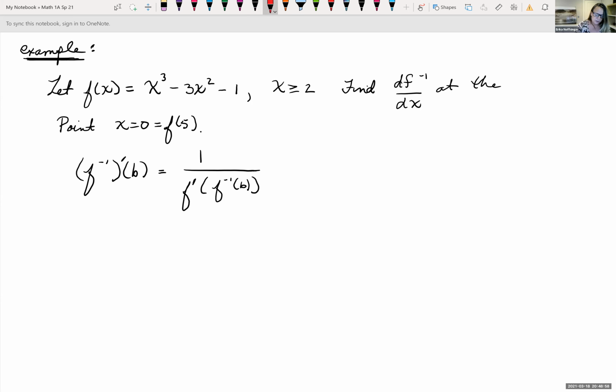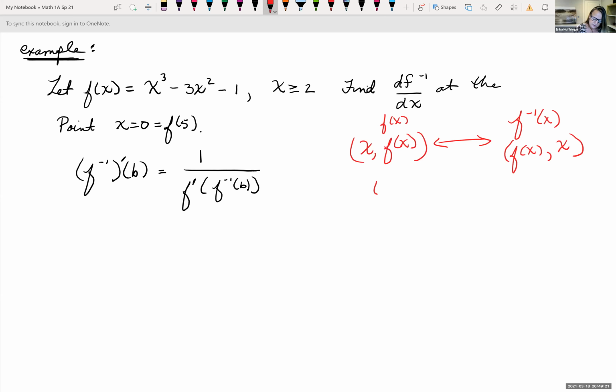So we need to remember this fact, right? If you have a point on f of x, and if we swapped it for f inverse of x, we swapped our y and x values. This is f of x, x.